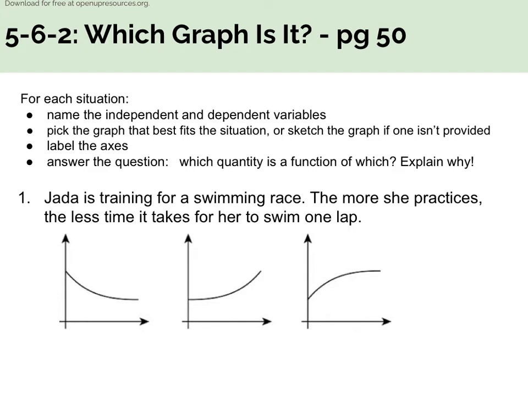Number 1 on page 50: Jada is training for a swimming race. The more she practices, the less time it takes for her to swim a lap. Go ahead and answer that question. Pause and answer that question, and then come back to me.